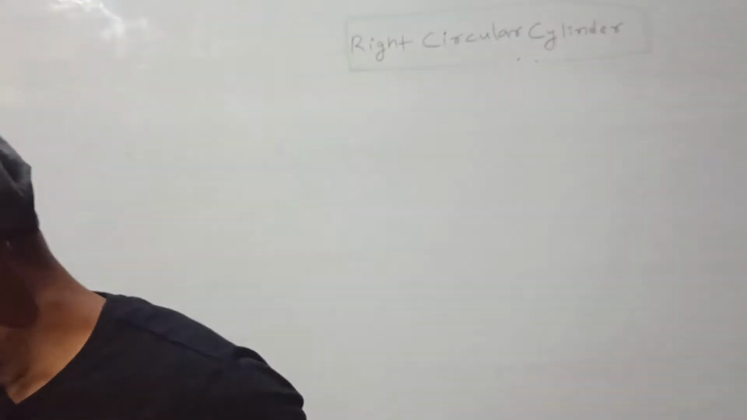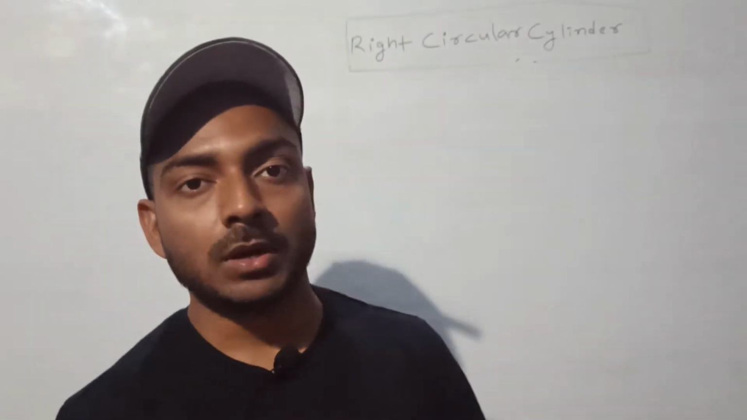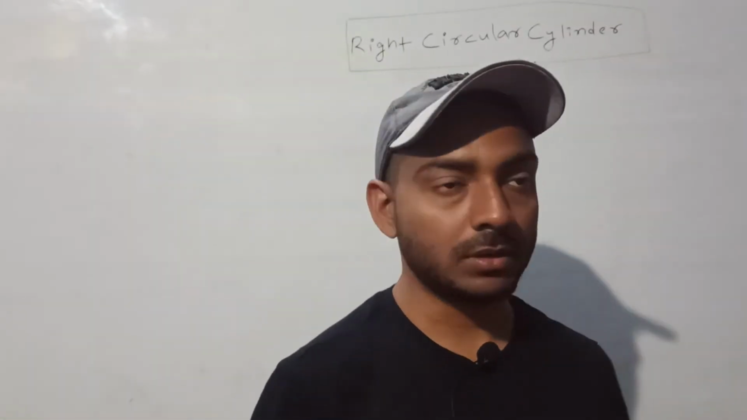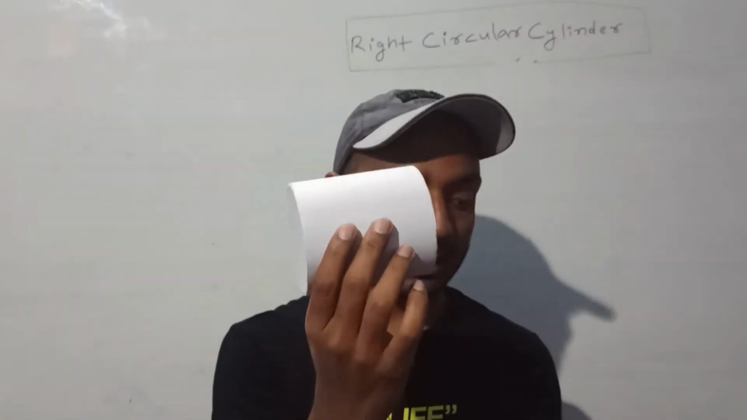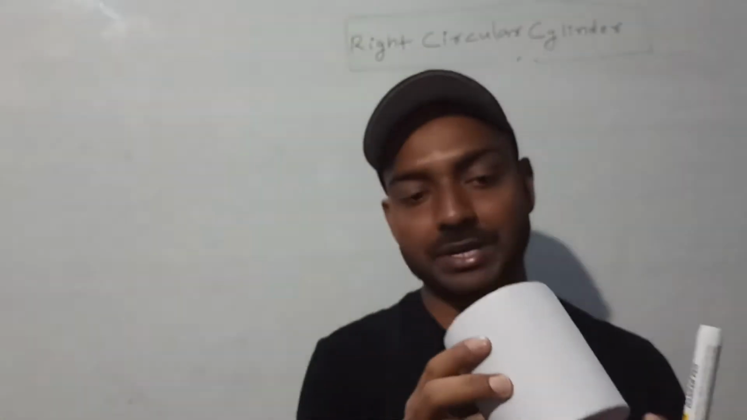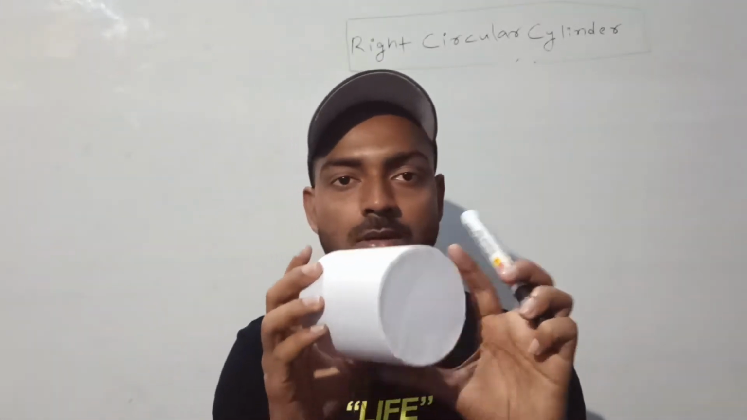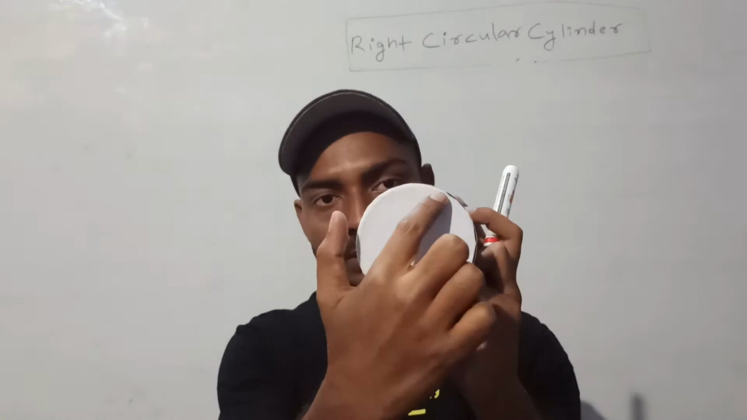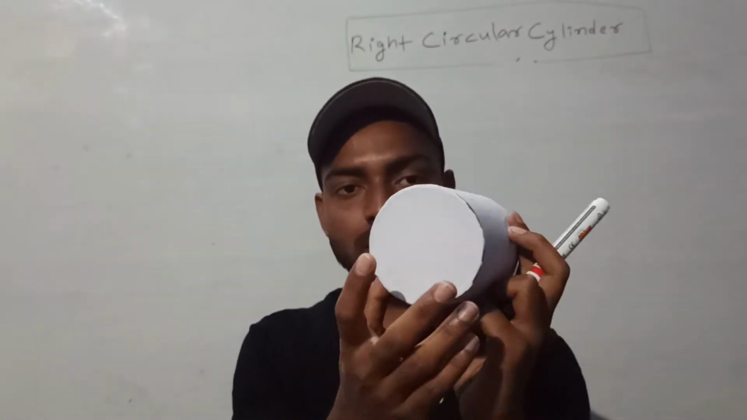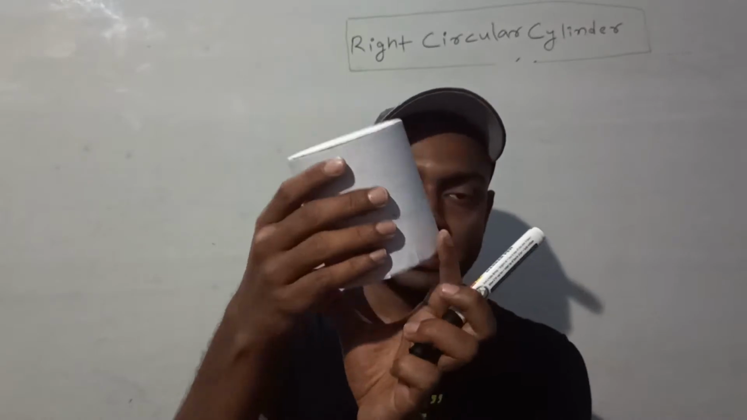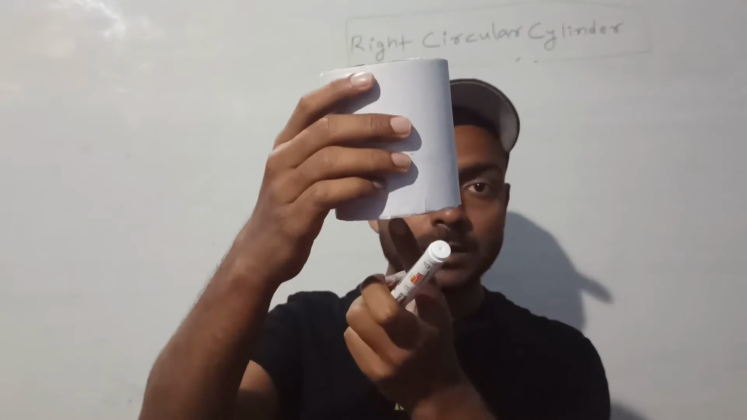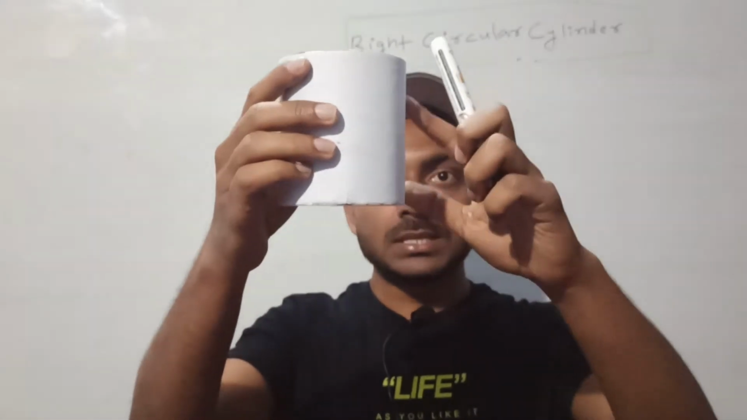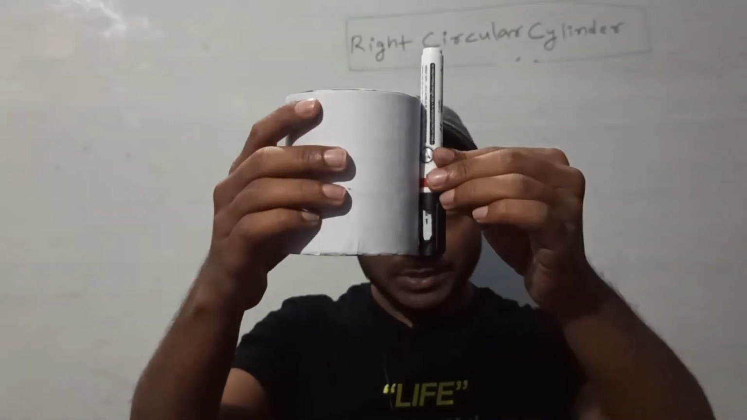Now I will discuss how to calculate the surface area of a right circular cylinder. What I have is a right circular cylinder, and I am going to calculate its surface area. As you can see, this is the circular surface called the top of this cylinder. This is also a circular surface. This one is called the bottom surface of the cylinder, and this is the height of the cylinder.